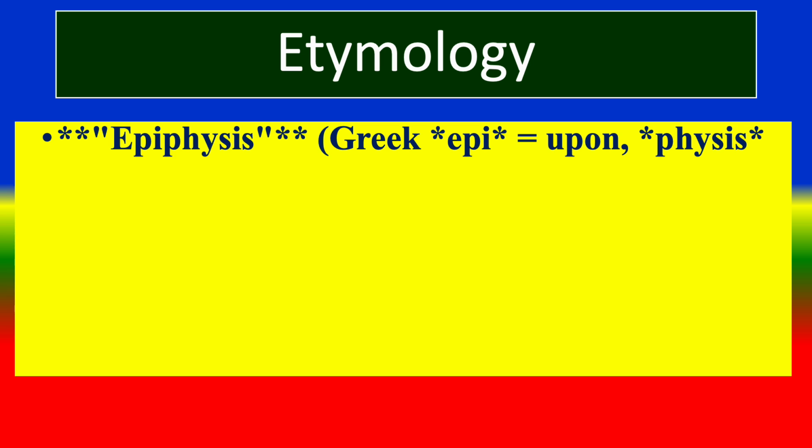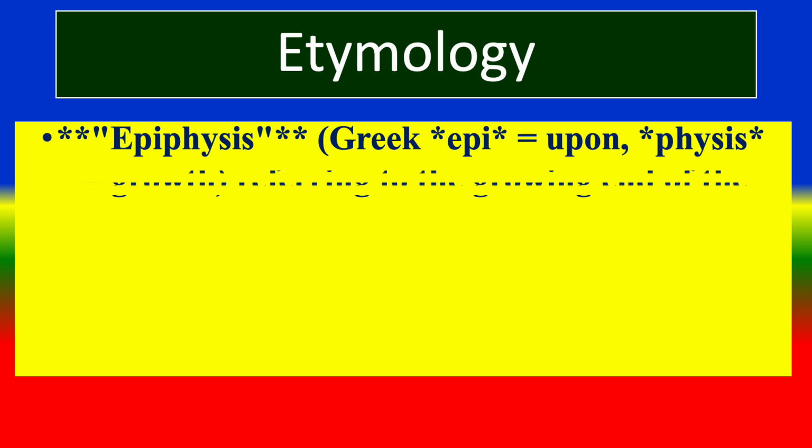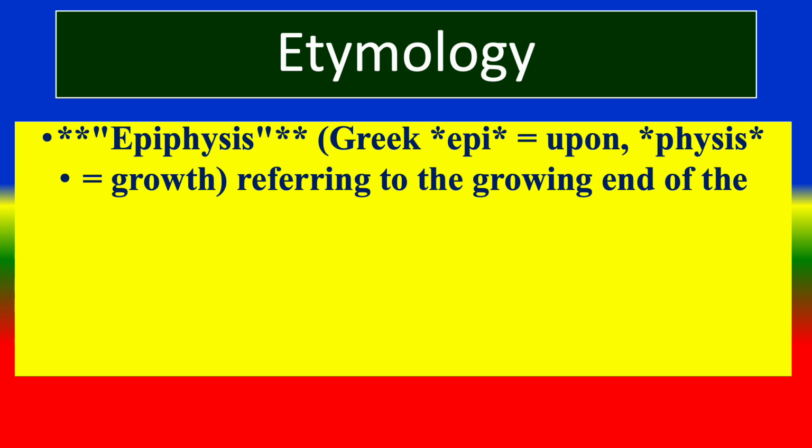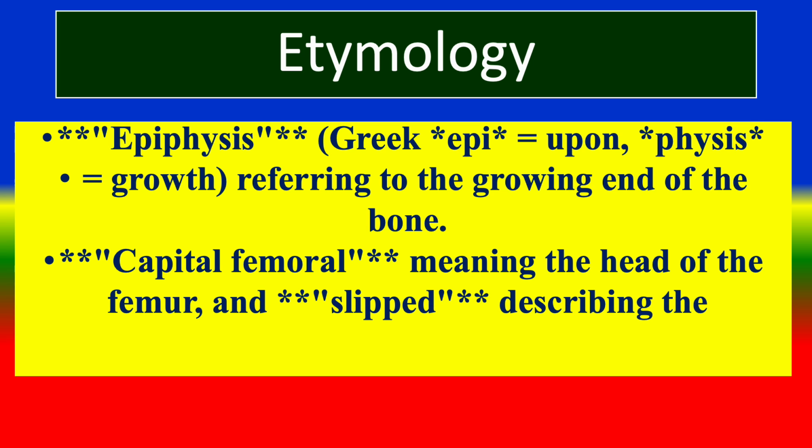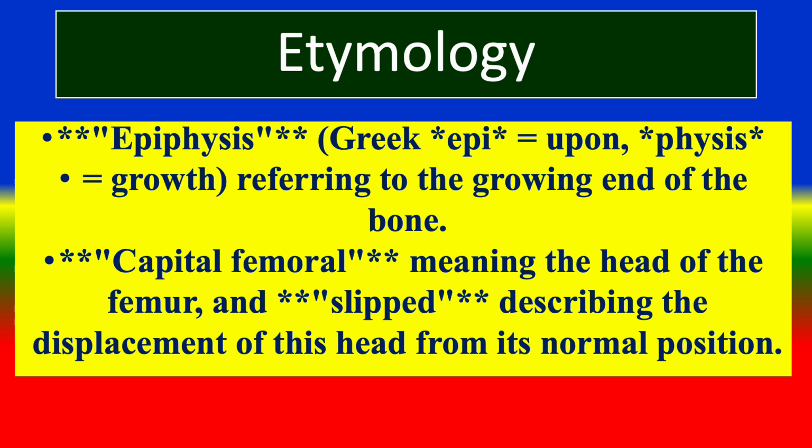Etymology: epiphysis, Greek epi meaning upon and physis meaning growth, referring to the growing end of the bone. Capital femoral means the head of the femur, and slipped describes the displacement of this head from its normal position.